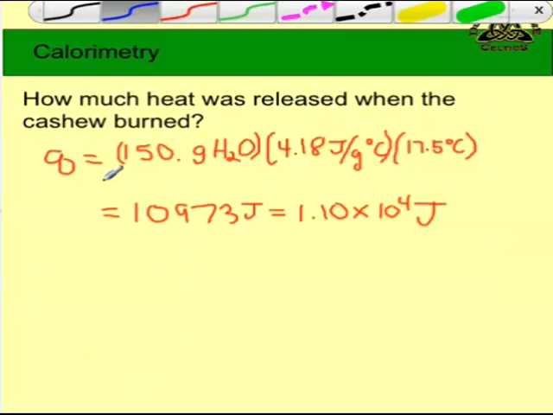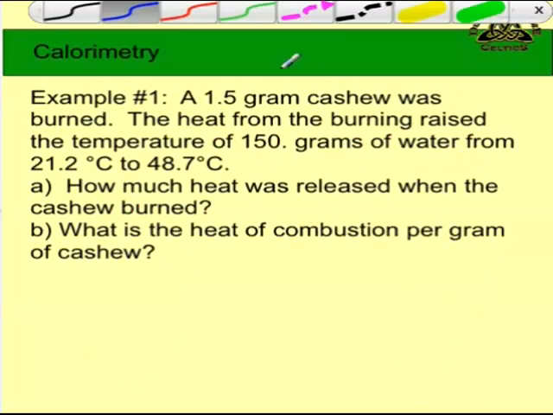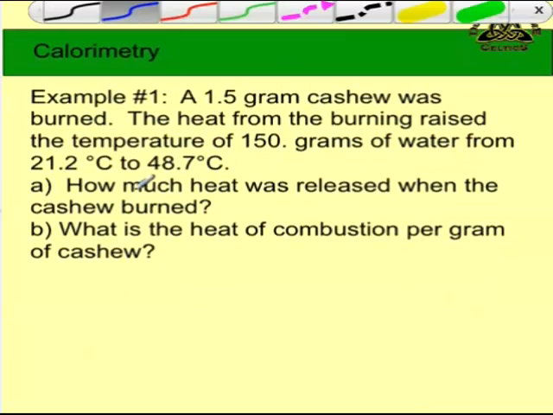Using the equation Q equals the mass of the water, 150 grams of water, times our specific heat, which is always going to be the same. Notice it's joules per gram degrees Celsius, so I'm going to show you how everything cancels here in a sec. You're going to multiply that by 27.5 degrees Celsius, and if you look back for a sec, we got this by subtracting 21.2 from 48.7 to get that change in temperature.